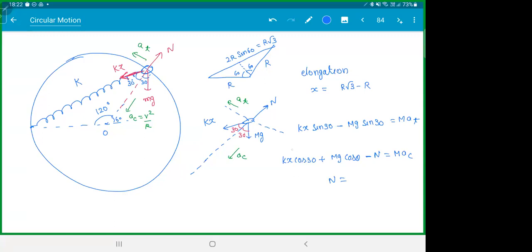So this is along normal. If you want, I can resolve and show you. This would be mg sine 30. This would be kx sine 30. This would be kx cos 30. And this would be mg cos 30. Please check.